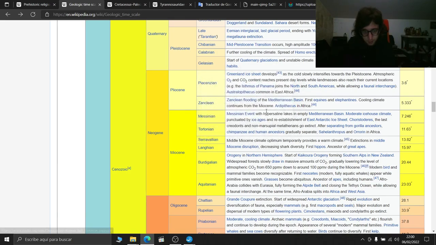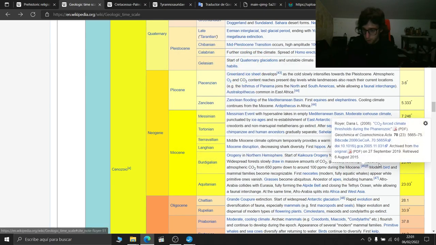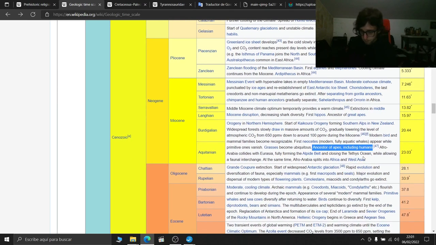About the Neogene. It is the Miocene and Pliocene, the division of the epochs. In the Miocene, orogeny in the northern hemisphere, start of Kaikoura orogeny, forming Southern Alps. Widespread forests slowly draw in massive amounts of carbon dioxide, gradually lowering the level of atmospheric carbon dioxide. Modern bird and mammal families become recognizable. See what's more. Grasses become a big thing, ancestor of apes, including humans. Remember that Afro-Arabia collides with Eurasia, fully forming the Alpine Belt and closing the Tethys Ocean. At the same time, Afro-Arabia splits into Africa and West Asia.